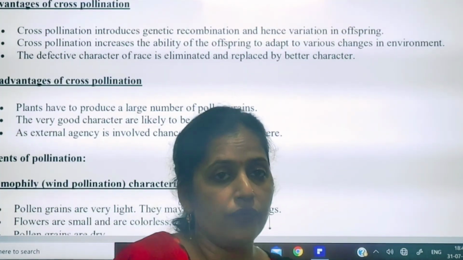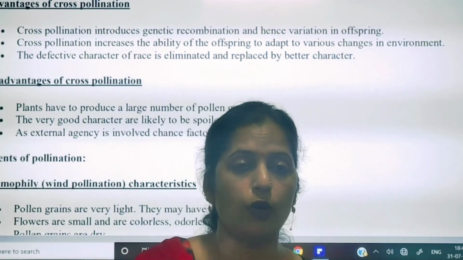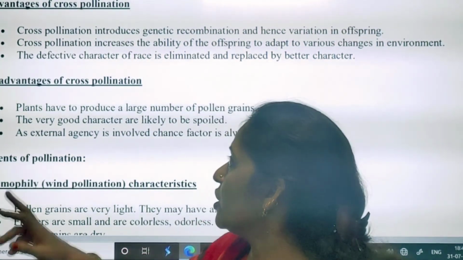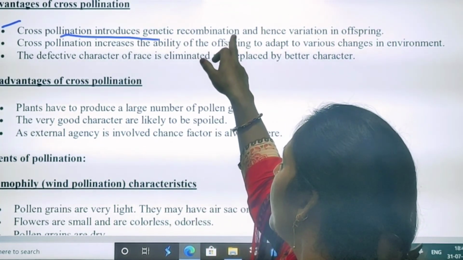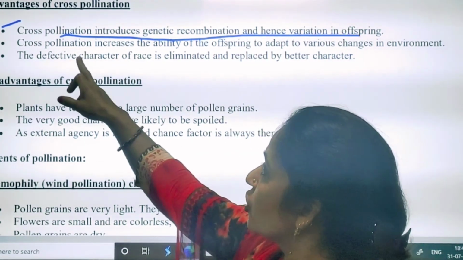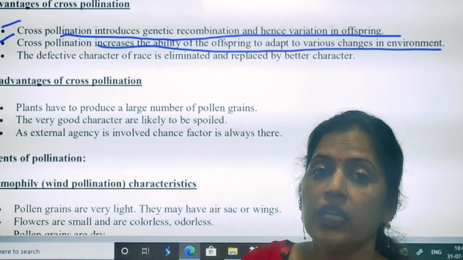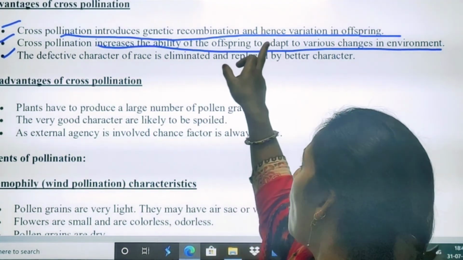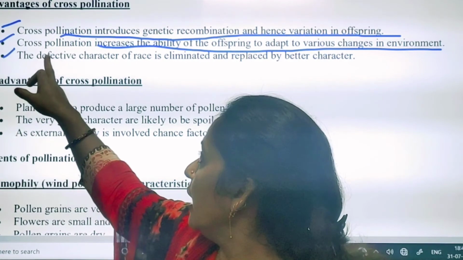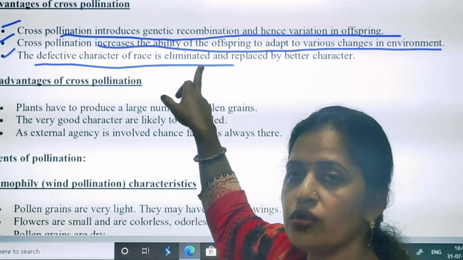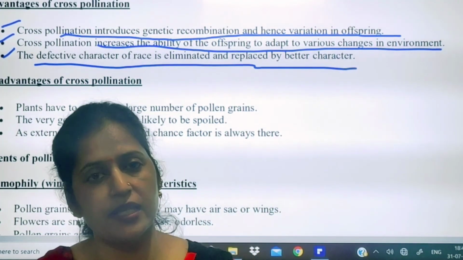After the completion of the cross pollination, after that we will discuss about the various advantages of the cross pollination and the disadvantages of cross pollination. So advantages of the cross pollination. Cross pollination introduces genetic recombination and hence variation in offsprings. Cross pollination increases the ability of the offsprings. Cross pollination के पास एक ऐसी कैपेबिलिटी है कि वो किस चीज को इंक्रीज कर सकती है, ability of the offsprings to adapt to the various changes in the environment. The defective character of the race is eliminated. इसमें जो defective character होगा race का, that is eliminated and replaced with the help of better characters.